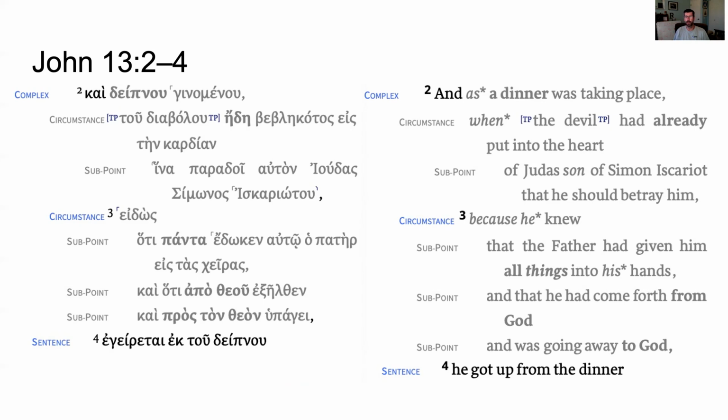He didn't just get up randomly, but it's in the middle of this, or as this dinner was taking place, and in the context of the devil already having inhabited Judas to move to betray him, and also with this knowledge about the Father, that all things were in his hands, and that he was going to God. He gets up, so it makes it a much more dramatic thing, which is getting up, disrobing, and washing the disciples' feet.